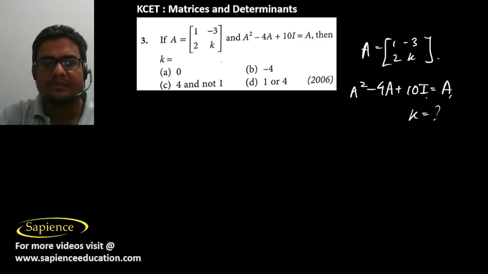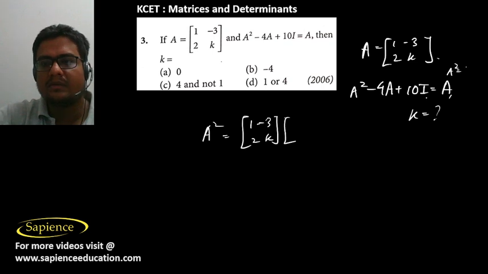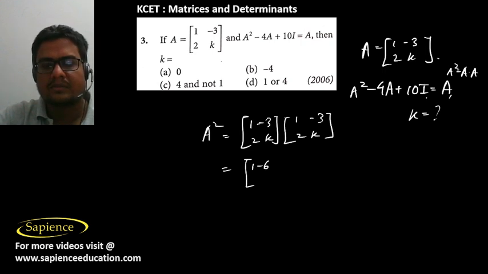Then we have to find out k. Now the matrix A square will be A into A, that is [1 -3; 2 k] into [1 -3; 2 k]. So that will be equal to: 1 minus 6, and minus 3, then minus 3k, then this will be 2 plus 2k, and this is minus 6 plus k square.